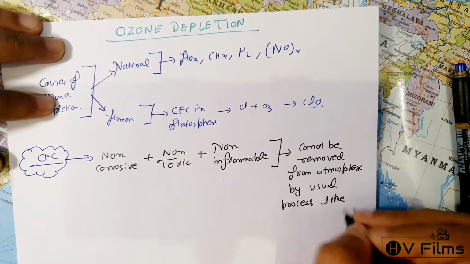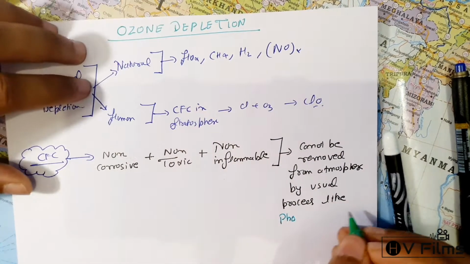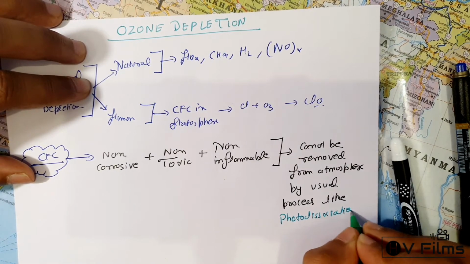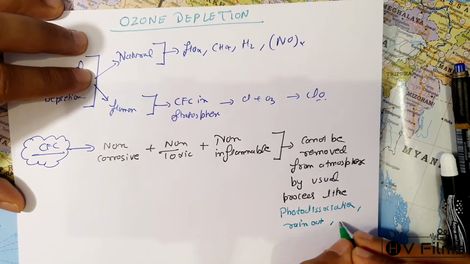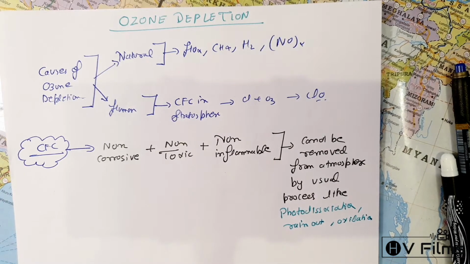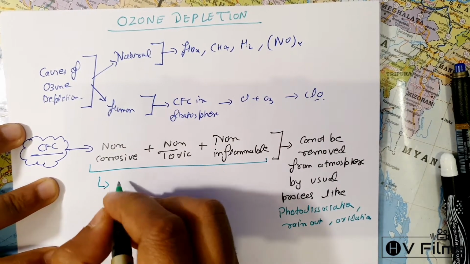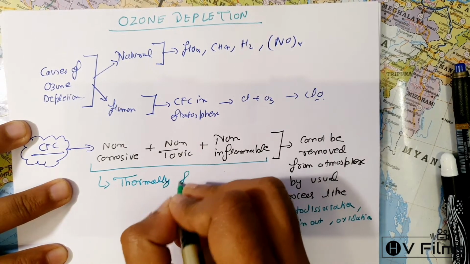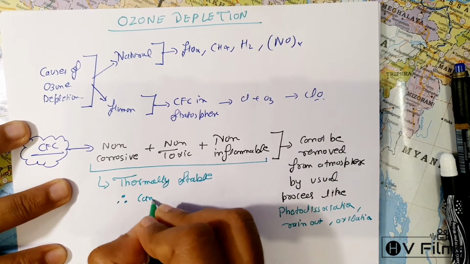like photodissociation, that is through the sunlight, or the rainout, or the oxidation. So this is what makes it more harmful. And more importantly, the CFC is thermally stable. Therefore, it can survive in the troposphere.